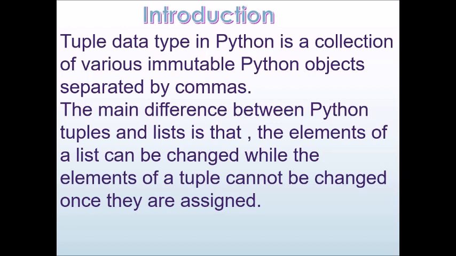So tuple is a data type which is a collection of immutable Python objects which are separated by commas and enclosed within parentheses. The main difference between Python tuples and lists is that the elements of the list can be changed. List is mutable, so it can be changed, while tuple is immutable, so it cannot be changed. Once whatever objects have been assigned in a tuple, they cannot be changed.